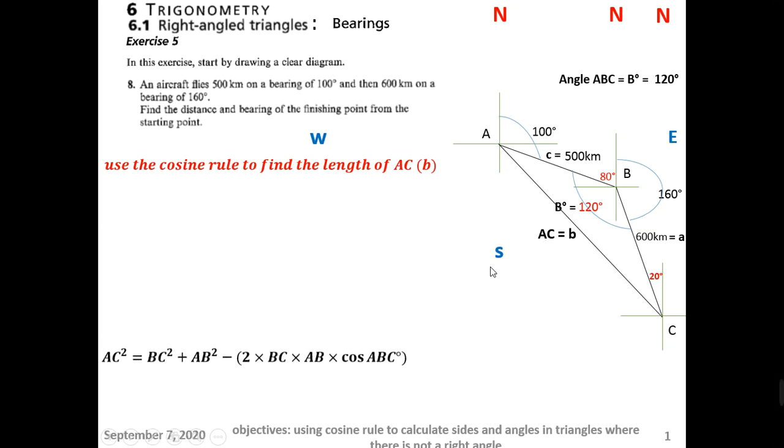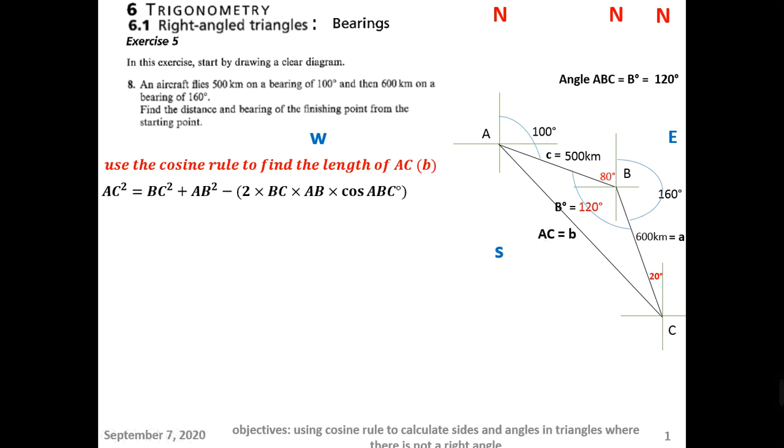So, B is my unknown, and B is named as well as side AC. So, side AC squared, the other two sides are AB and BC. So, BC squared plus AB squared minus, inside the brackets, 2 times BC times AB times the cosine of the angle between the two known sides.